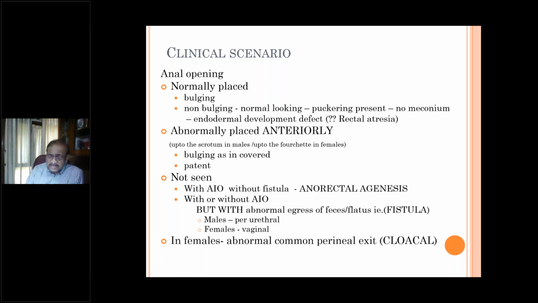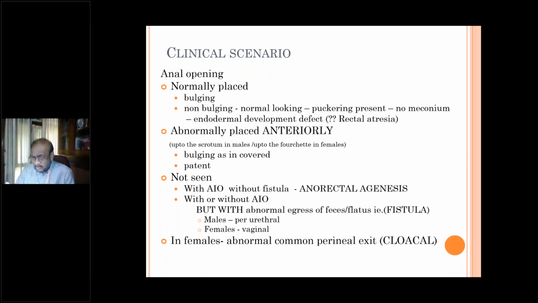But in those patients where there's no full-blown acute intestinal obstruction, there's some passage of fluid or feces from somewhere, right? You find that there is a fistulous communication. In males, what do you find? You find that the penile area is stained with meconium. In a female, you find the vaginal area is stained with meconium. That means this patient has an abnormal site of the anal opening, which has a fistulous communication.